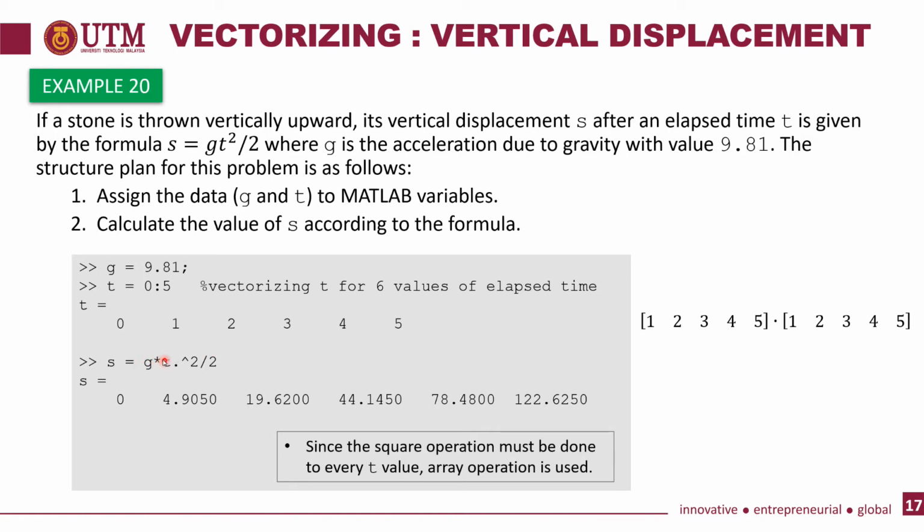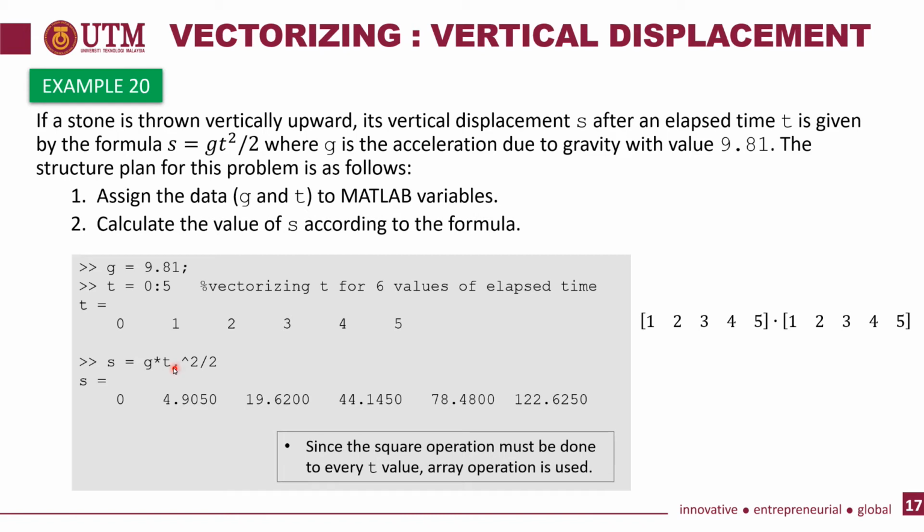Okay, g multiplied by t is the normal multiplication because g is scalar. And then t is non-scalar. All right, but when we wanted to execute the power, you must use the dot operator. You must use the array operator.